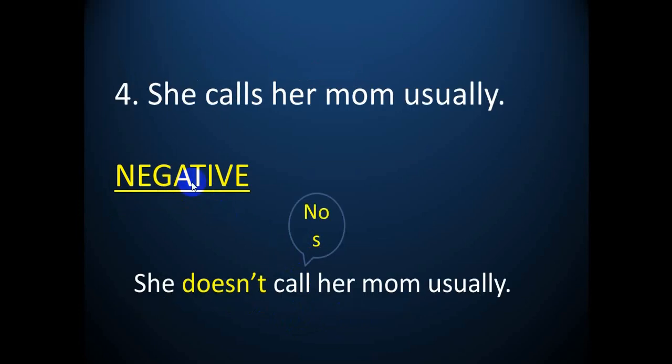She calls her mom usually. In the negative form, it will be she doesn't. With the pronoun she, we use the auxiliary verb doesn't, and the verb calls is going to lose the s. There will be no s with the main verb. She doesn't call her mom usually.